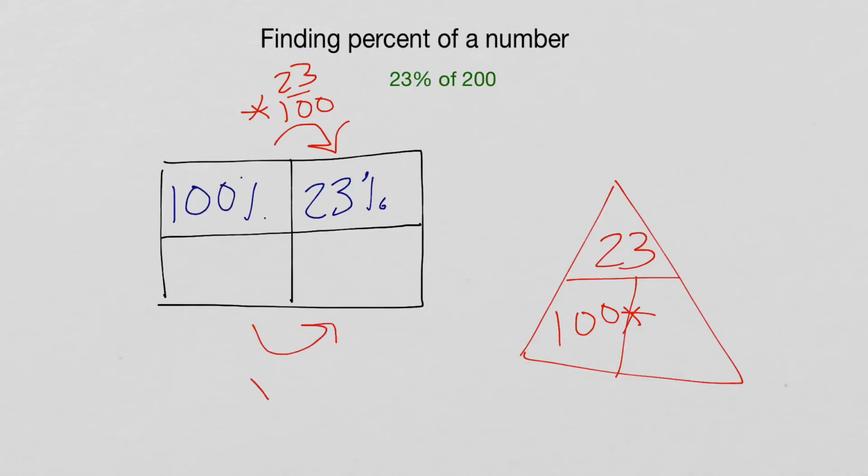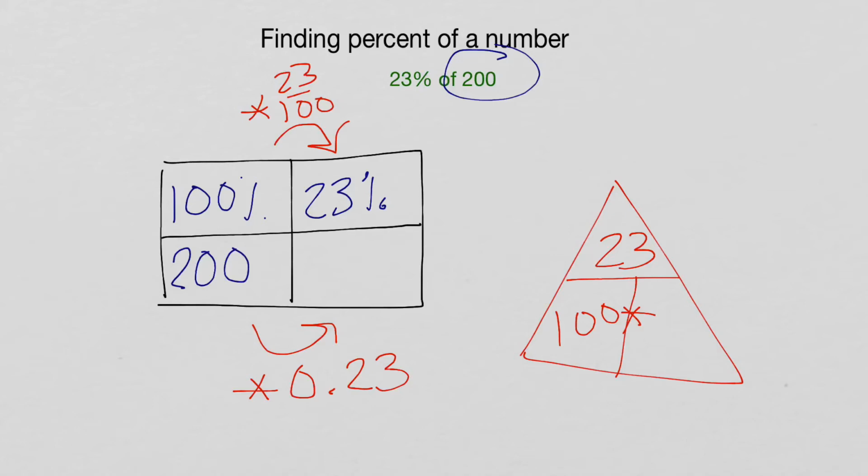You can also use the decimal form. 23 divided by 100 is 23 hundredths. So our constant going from 100% to 23% is 23 hundredths. It says of 200. That means 200 is going to be our whole or our 100%. So it's going to go in the left side of the table.